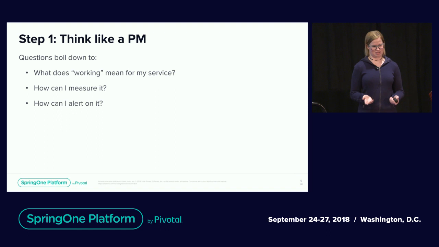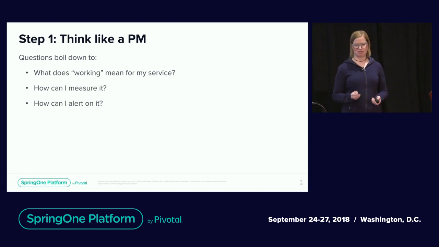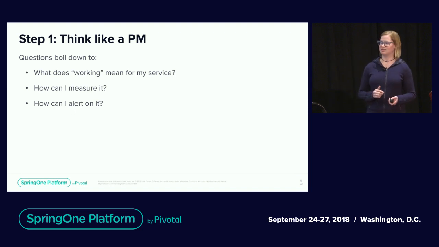It doesn't really matter if these users are humans or computers, by the way. They're both equally valid. And what this means is I'm asking myself a lot of questions that boil down to 3 things. What does working mean for my service, for my users? How can I measure it? And how can I know if something's not working, if my service is not functioning? These are the 3 basic questions that I ask myself.